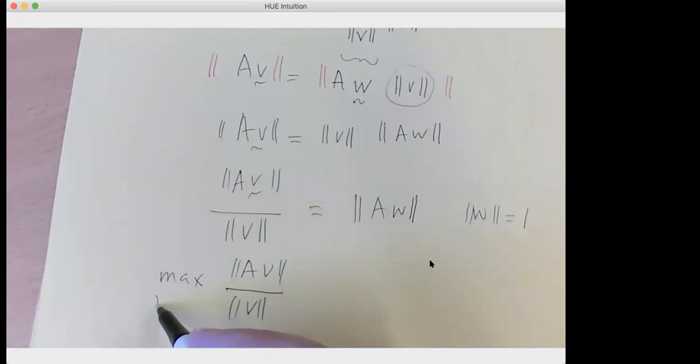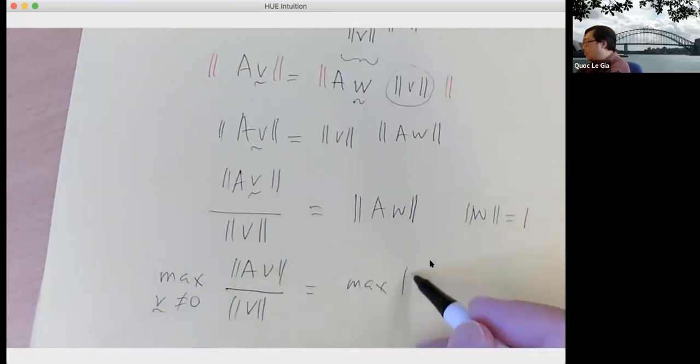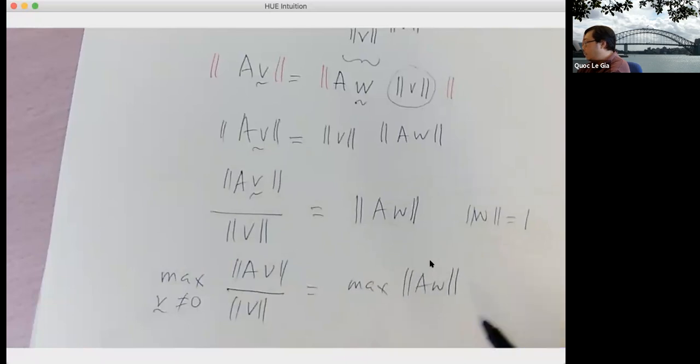Okay, so this is the norm of AV over the norm of V, for non-zero vector V, and it equals the max of the norm of AW for W has norm 1. So I just showed you that the two definitions are the same. Norm of W is 1 means the length of W is 1.